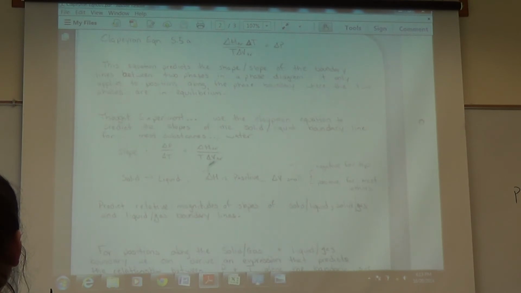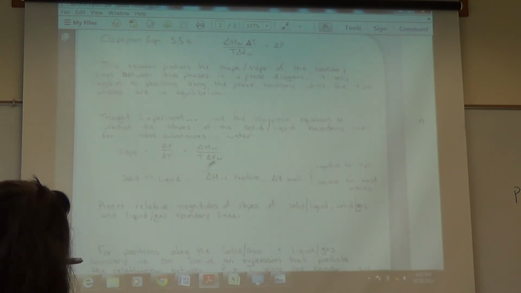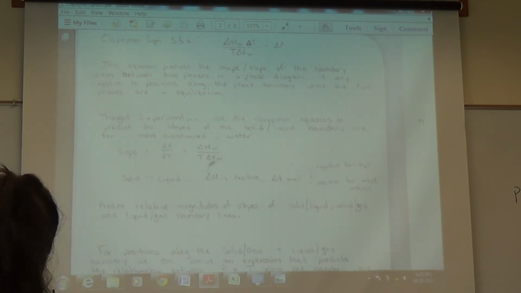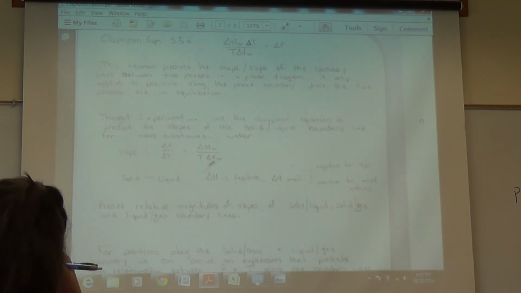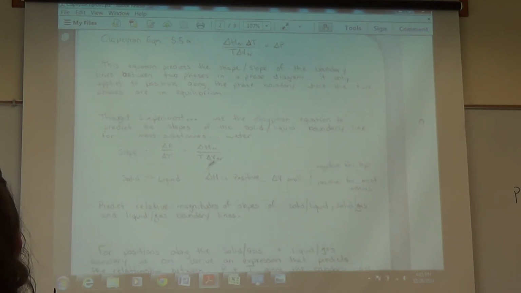Why? We noticed that the line between the solid and liquid tends to be steeper. The magnitude of the slope tends to be larger than the slopes for the solid-gas or liquid-gas boundaries, respectively. Why? I guess that's kind of a bad question. There's probably several different reasons why, but there's one glaring reason. You're asking about the magnitude, you said? Yeah, the magnitudes of the slopes.